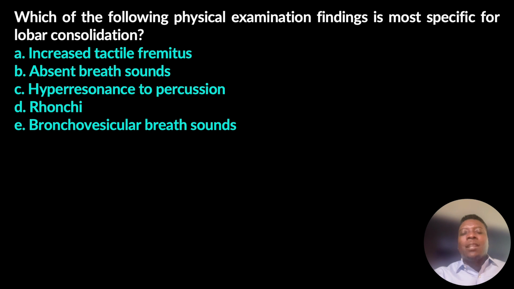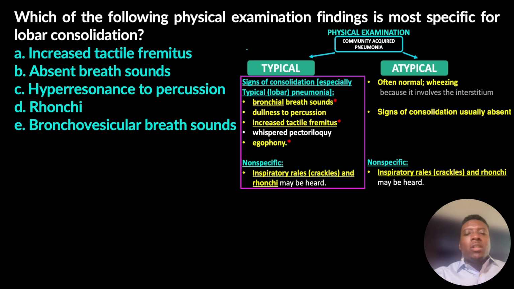So in other words, a classic for typical pneumonia. Of the choices that are listed here, increased fremitus is a classic finding for typical lobar consolidations. Again, increased tactile fremitus, bronchophony, bronchial breath sounds, egophony. These are some classic findings that you will see over the consolidation as well.